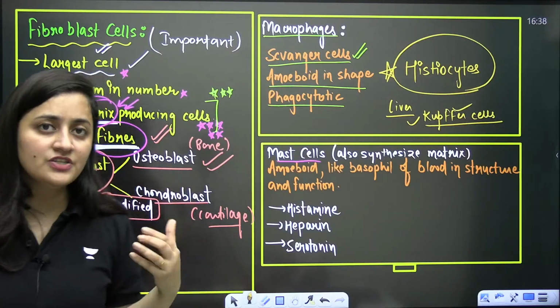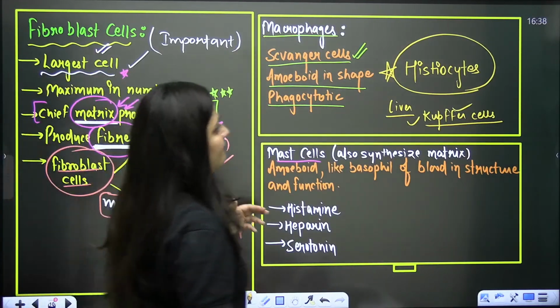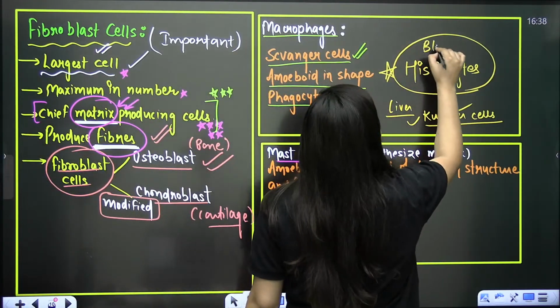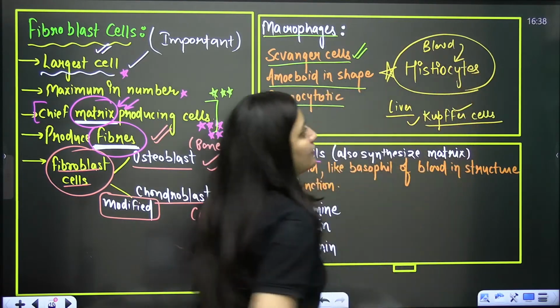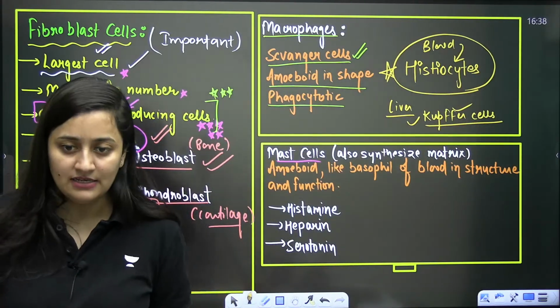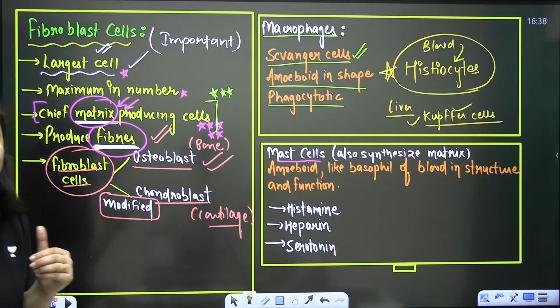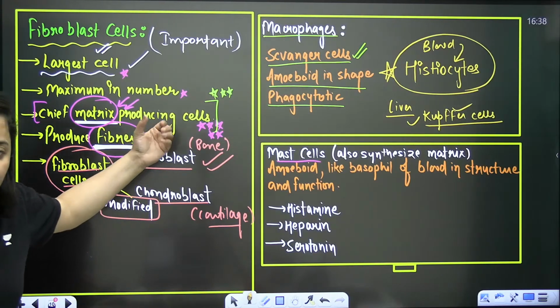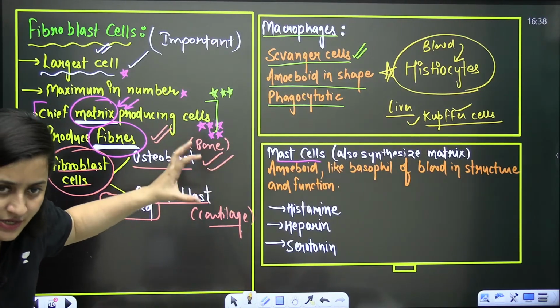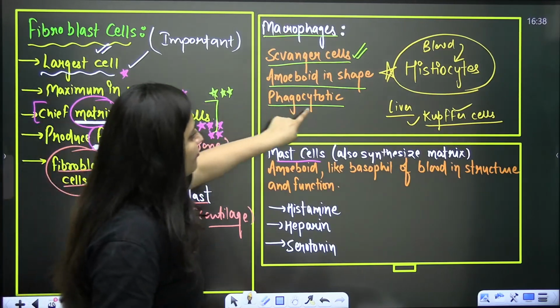They are the macrophages which are present in the liver. In the same way, in the case of blood, what will you get? Those macrophages are your histiocytes. So they are going to destroy dead and decaying organic matter. They will perform phagocytosis.